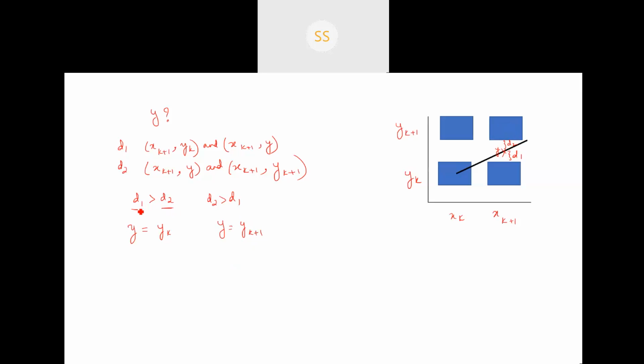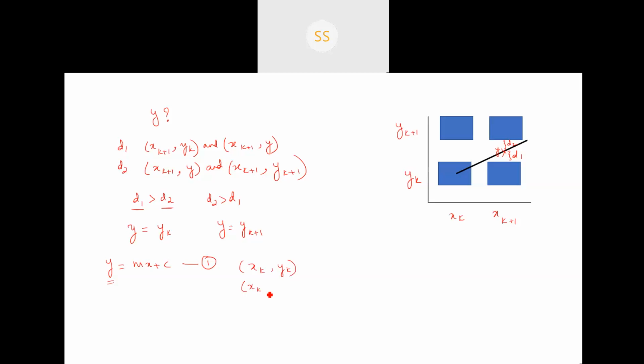Now how do I find the difference? I have to look into the mathematical calculation behind the whole process. How do I go about it? Let us say that you have a line with the equation mx plus c. Now I have to find this y. Say I have the point xk, yk as my initial point.